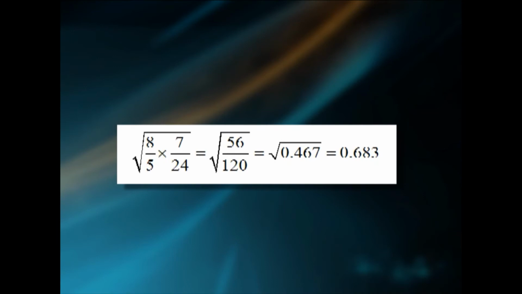Geometric mean of byx and bxy is the square root of 8 by 5 into 7 by 24. That is equal to the square root of 56 by 120. That is the square root of 0.467. That is equal to 0.683, which is less than 1. Hence, our assumption is correct.